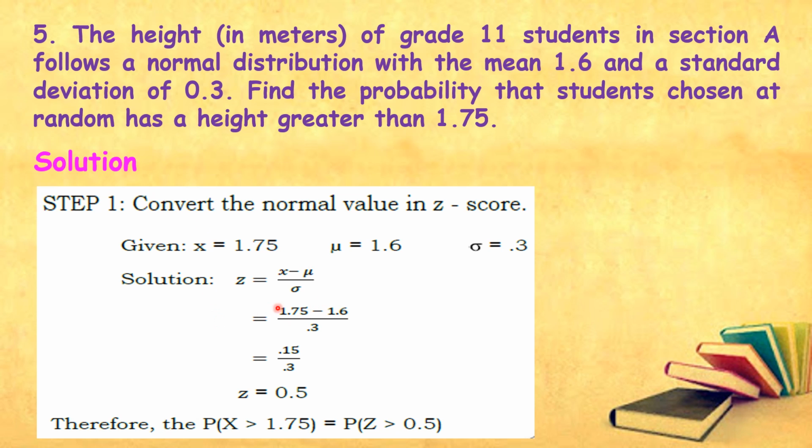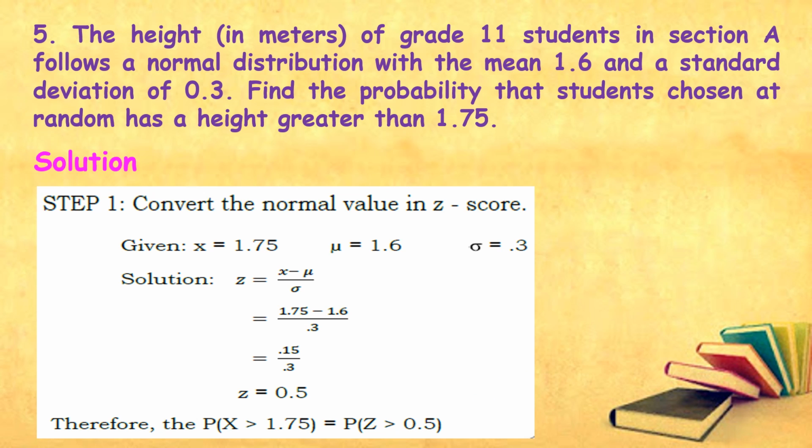Solution, step 1, write the formula. Step 2, substitute the values. So, 1.75 minus 1.6 divided by 0.3. Step 3, perform the operations. 1.75 minus 1.6 is 0.15, divided by 0.3, and then the z-score is 0.5. Therefore, the probability that x is greater than 1.75 is equal to the probability that z is greater than 0.5.